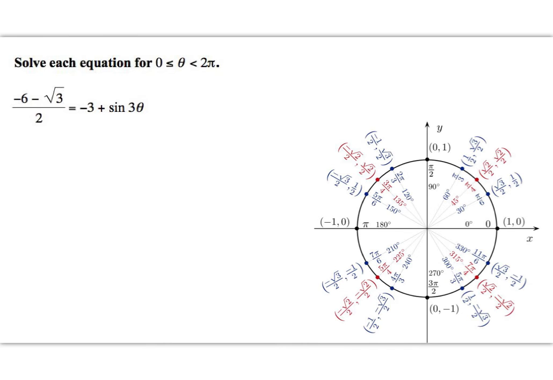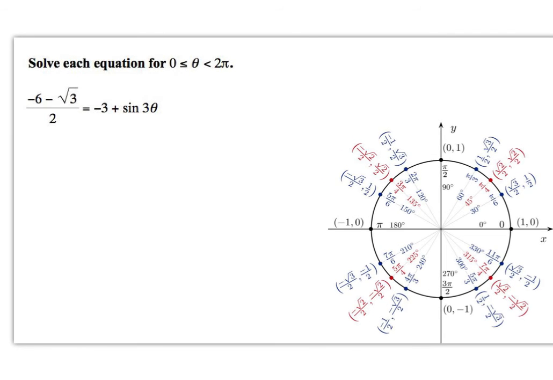For our last one, we're going to solve this guy, and I might do some simplifying first. Divide both of these pieces by 2, we get negative 3 minus root 3 over 2 is equal to negative 3 plus sine of 3 theta. I notice I've got negative 3 on both sides, so we're looking for where sine of 3 theta is negative root 3 over 2. That happens at 4 pi over 3 and 5 pi over 3.